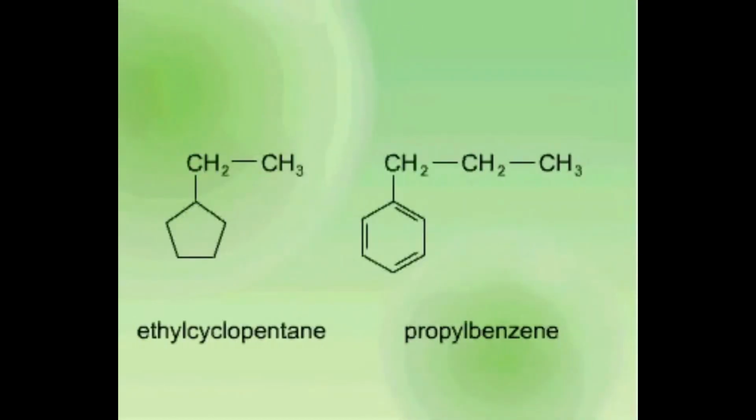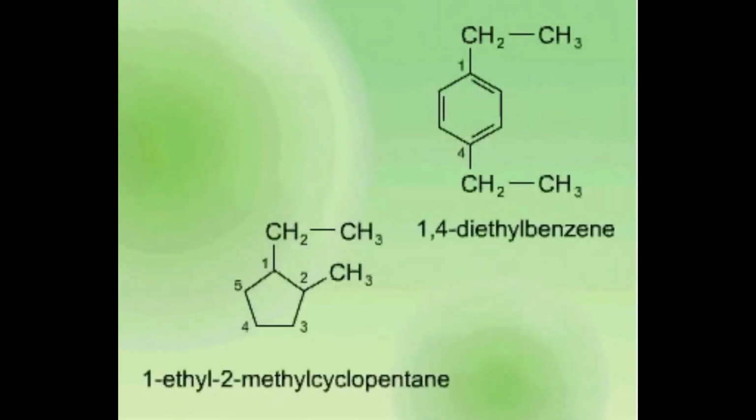In the case of mono-substituted cycloalkanes and arenes, giving the position is not necessary, since all the carbon atoms in the ring are equivalent. However, if 2 or more groups are attached to the ring, the numbering always starts at one of them and continues around the ring to give the lowest possible numbers.